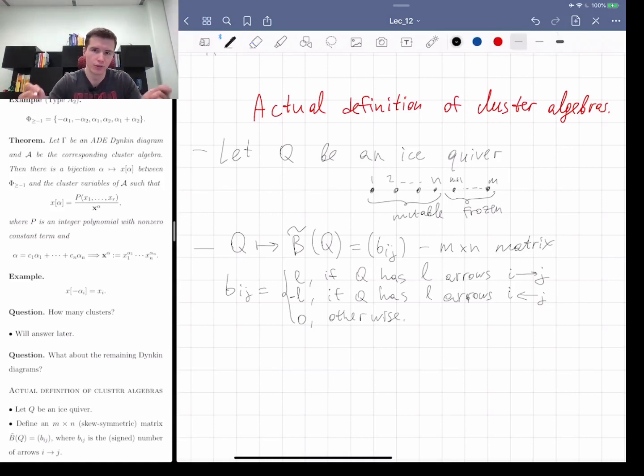So you just record the number of arrows between I and J and their direction. Because remember, you are not in a quiver, you are not allowed to have arrows from I to J and from J to I. So for every I and J, you're either going to have arrows like this, or arrows like this, or none of those.